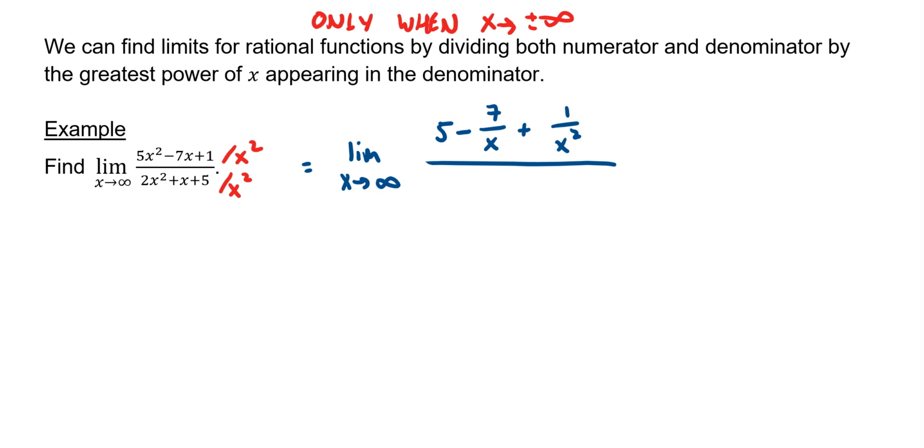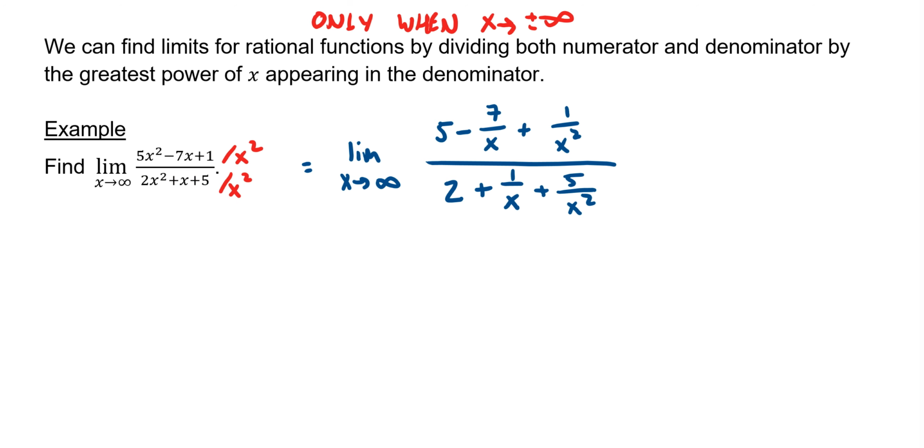Now we're going to do the same thing to the denominator. 2x squared divided by x squared is 2 because the x squareds cancel. X divided by x squared is 1 over x. And then lastly, 5 over x squared is just 5 over x squared because nothing cancels. So we divided every single term from the numerator and denominator by x squared.